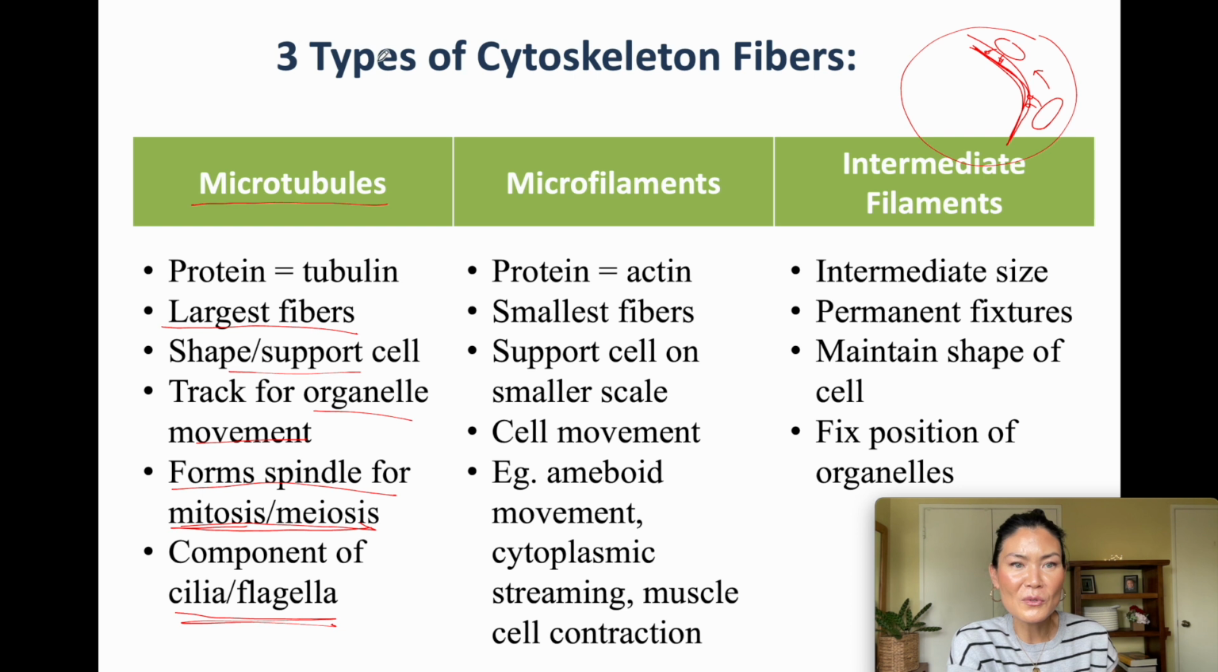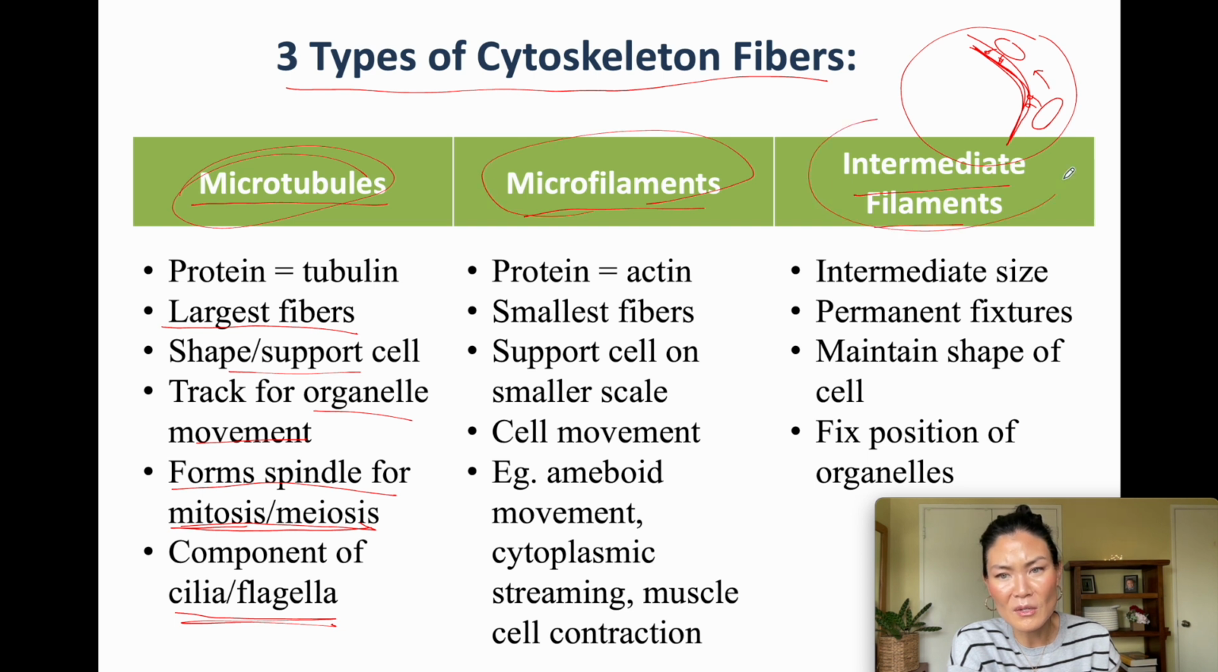You know how I said, oh, you don't need to know everything? It seems like for microtubules, you do need to know all of this stuff, okay? I think microfilaments and intermediate filaments are not as important as the microtubules, okay? So there's 3 types of cytoskeleton fibers: microtubules, which are the most important, and then you have the microfilaments, and then you have the intermediate filaments, okay? I don't think that you need to know too much about the microfilaments and the intermediate filaments.